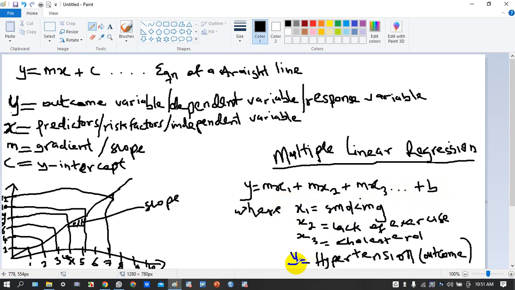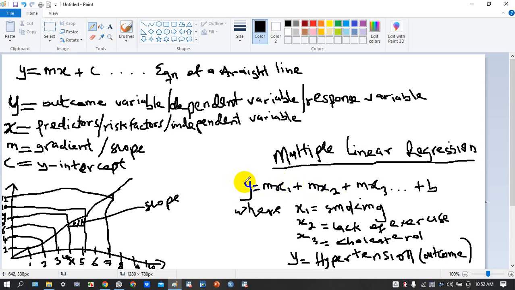So our outcome variable, which is the disease or mortality, is hypertension, whereas our predictors are the x variables. So we have x1, meaning smoking can cause hypertension. When you smoke, when x1 increases, it affects y, which is the outcome variable. So y will only change based on small changes in x.